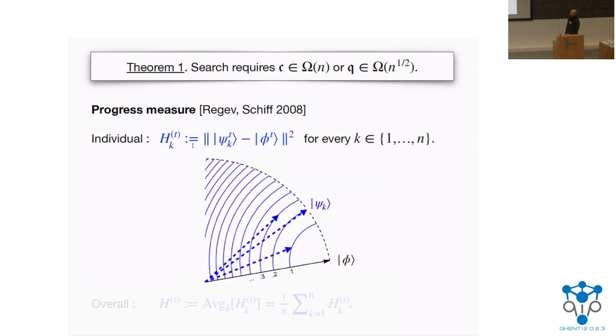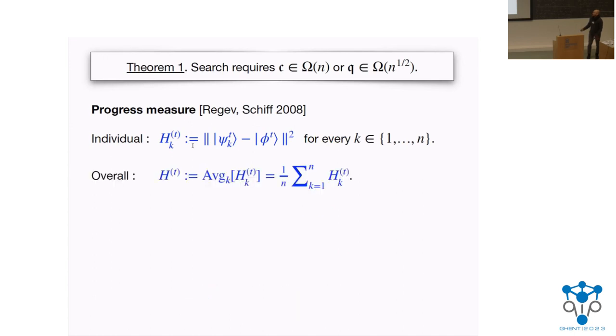Here I have an illustration. If I fix state phi, then I can draw these contour lines which show the values of h for various states psi k. And then once we have these individual progress measures, we can define the overall progress measure as just their average.